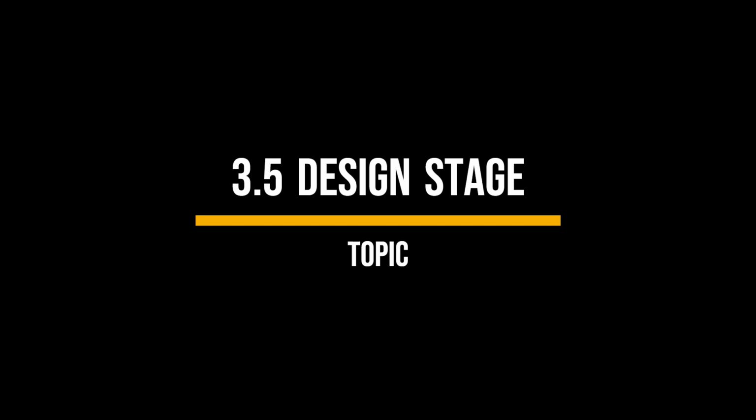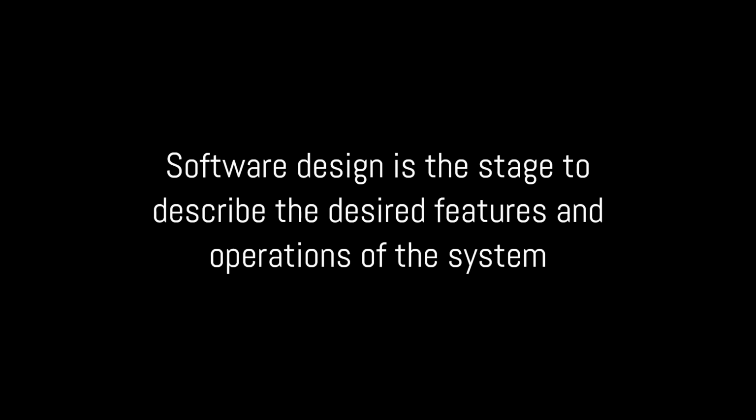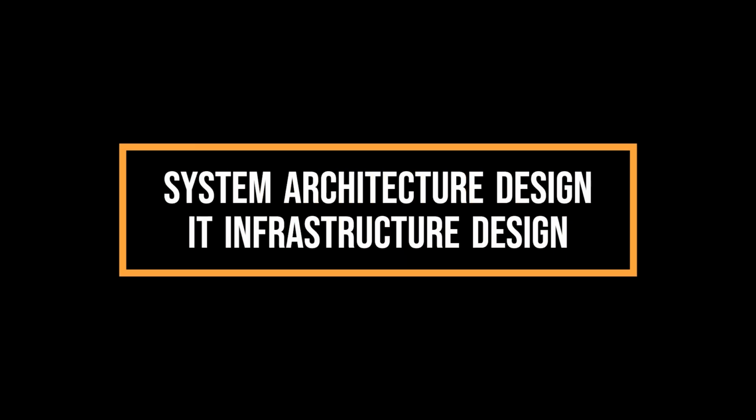Design stage. Software design is the stage to describe the desired features and operations of the system. The aim is to figure out the type of clients and servers necessary for technical feasibility of the system. The design stage consists of the following primary activities: system architecture design and IT infrastructure design.